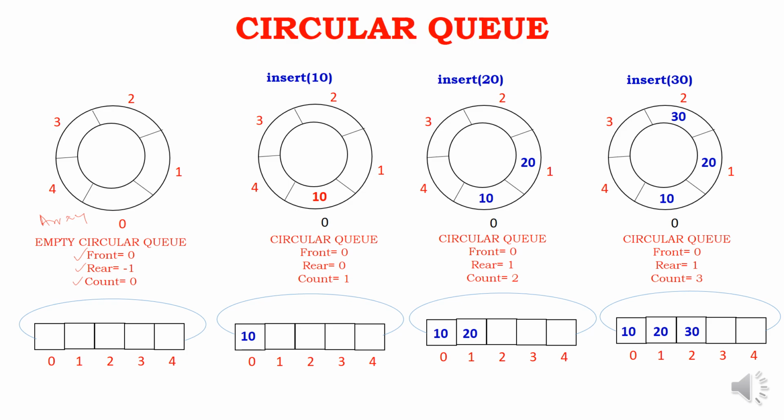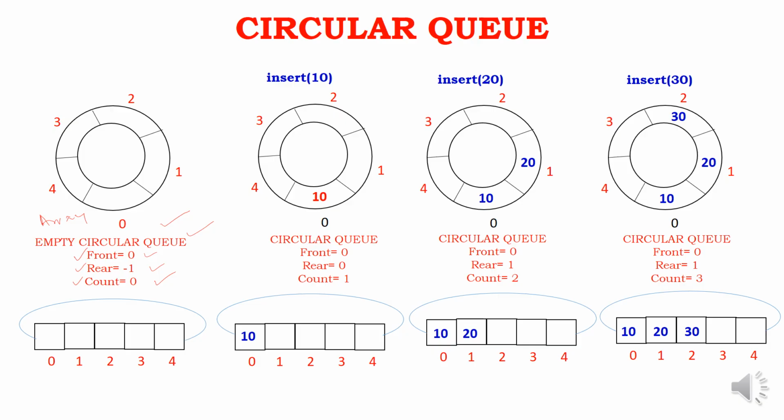Assume that there is an empty circular queue where a queue can contain a maximum of 5 elements. So there are 5 empty positions, so it is an empty circular queue. This is the storage or array, and along with the array, we maintain front, rear, and count. The initial values of an empty circular queue are: front is 0, rear is -1, count is 0.